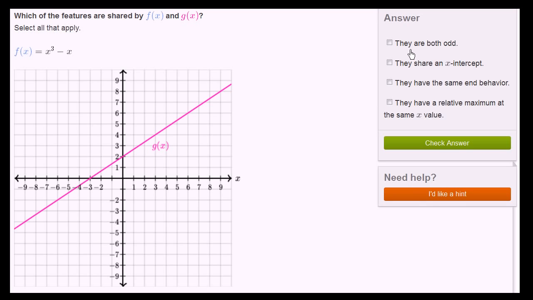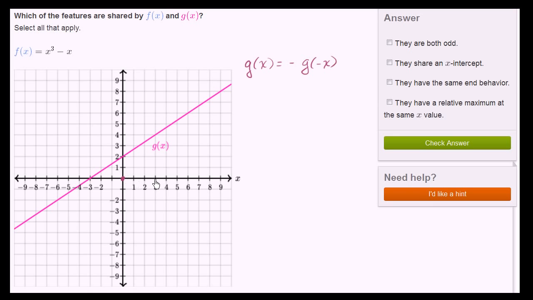So the first one is that they are both odd. Just by looking at g of x, you can tell that it is not odd. The biggest giveaway is that an odd function would go through the origin. G of 0 would have to be equal to 0. If you want to go straight to the definition of an odd function, g of x would have to be equal to the negative of g of negative x.